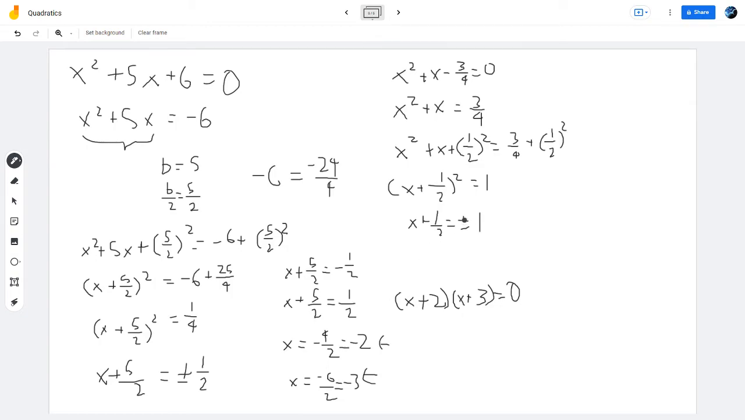And we're going to get that our solutions are x is equal to, well, if 1 is positive, we're going to get 1/2. Or if it's negative 1, then we're going to have x equal to negative 3 over 2. So these are our solutions. So you can see it's very, very hard to guess the correct answers for this one. So factoring not so good in this case.